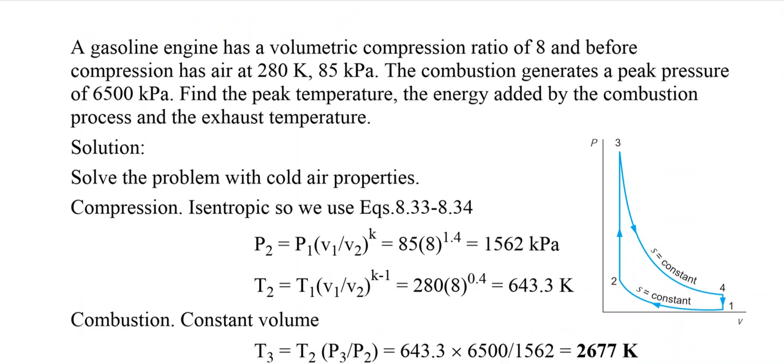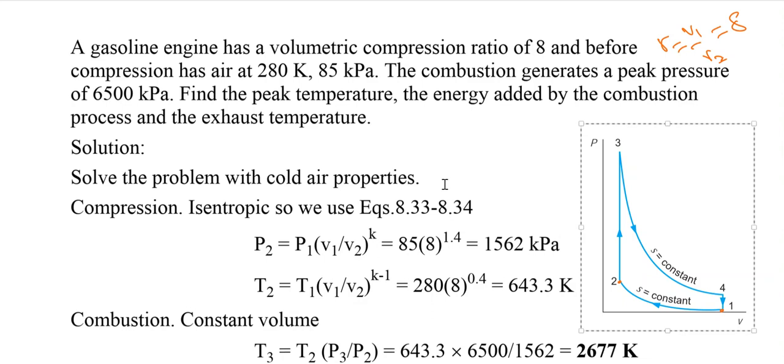Before we go into solving the question, let's check what's been given and which states are given. We have the volumetric compression ratio, which is V1 by V2, and that is equal to 8. Before compression, it has the properties of 280 Kelvin and 85 kilopascal. So the compression starts at state number 1, where we have 280 Kelvin and 85 kilopascal.